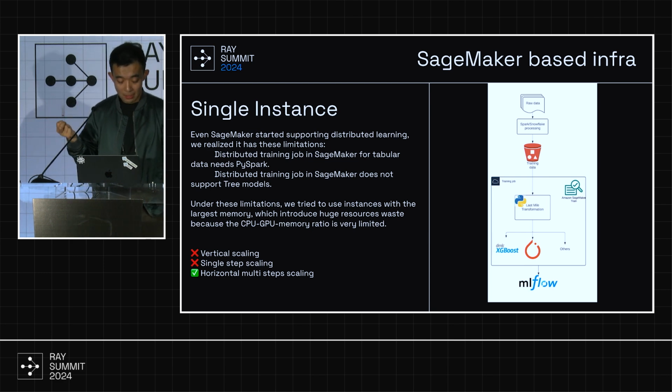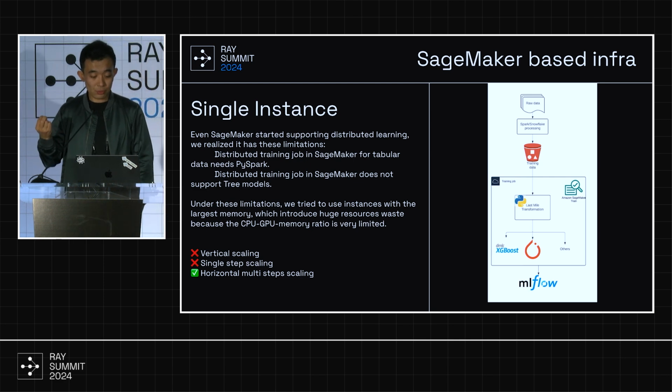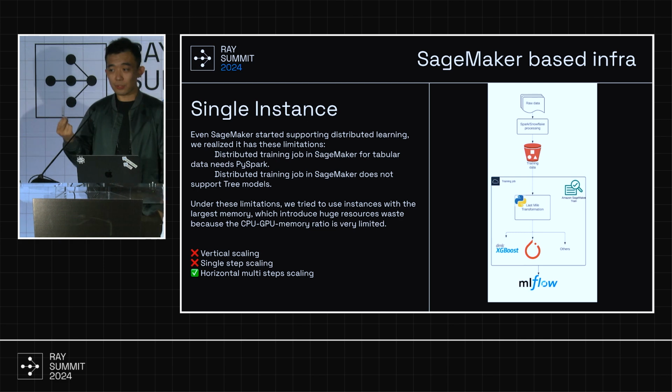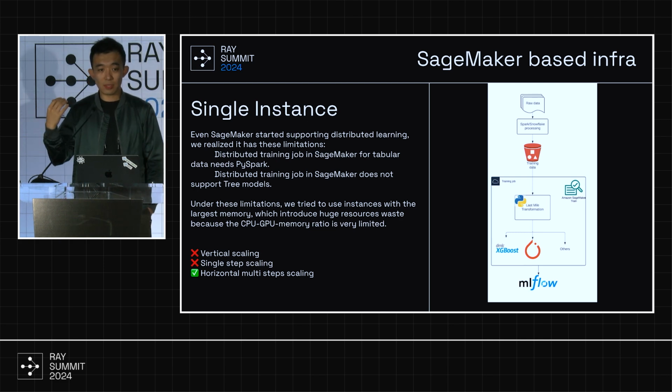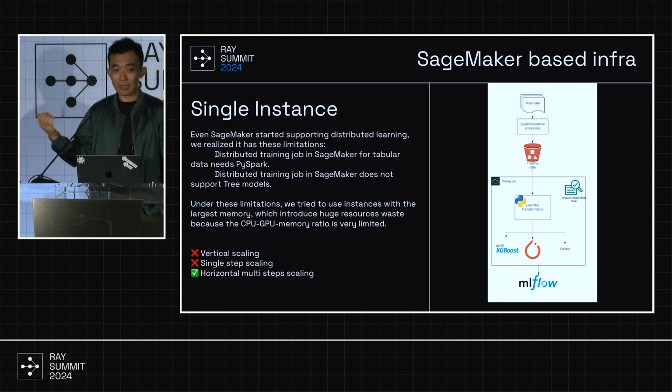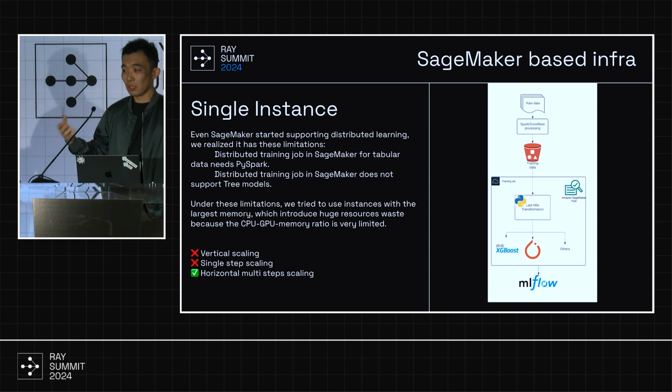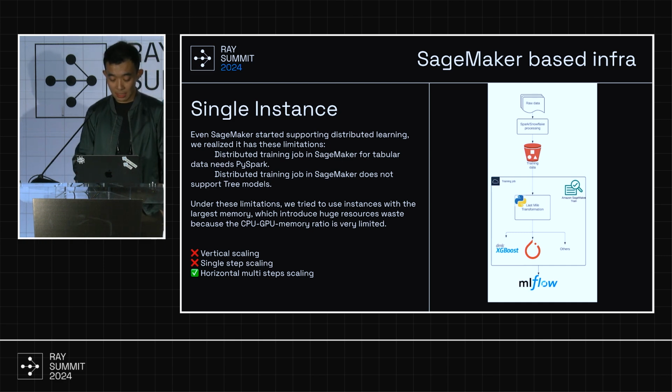And also, when we were researching distributed jobs on SageMaker, it doesn't support tree models, which we must use before we might fully migrate to other models. So under this limitation, we try to use the instance with the largest memory, which introduces huge resource waste, because the CPU and GPU they provide with this memory are basically wasted, because we don't actually need them. We just need this memory to keep our data and process the data. What we actually need is horizontal multi-step scaling.